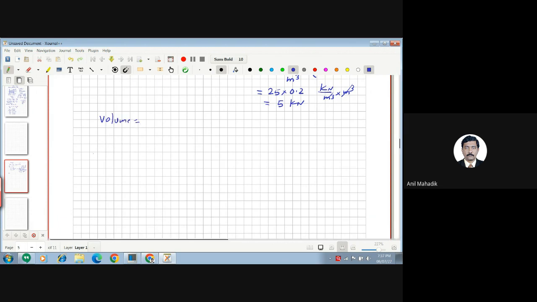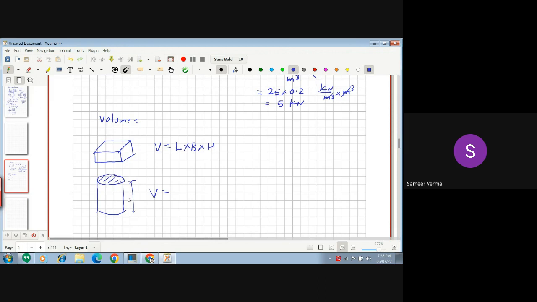If it is a rectangular or cubical shape like this, the volume is nothing but L into B into H. Simple for a rectangular cube. If it is, let's say, a cylindrical shape, how to calculate the volume? This area into this height. The area is the circular area, pi by 4 d square, where d is the diameter of this circle, into the height.